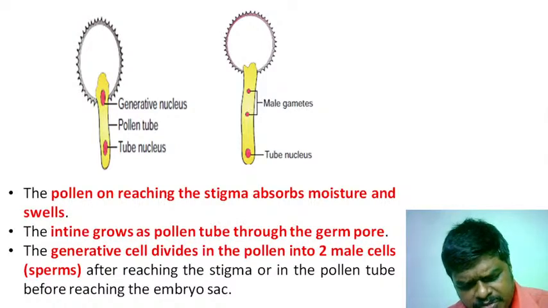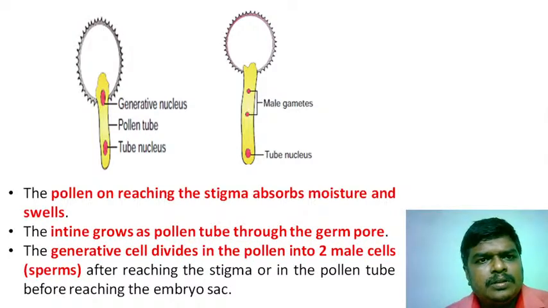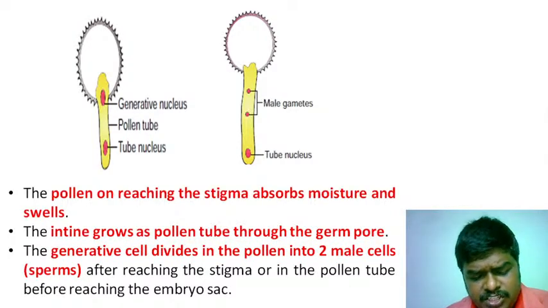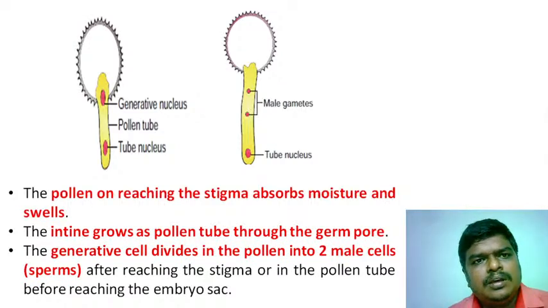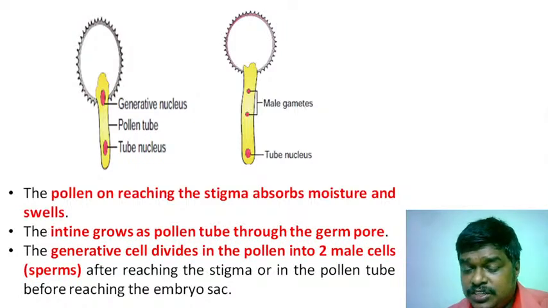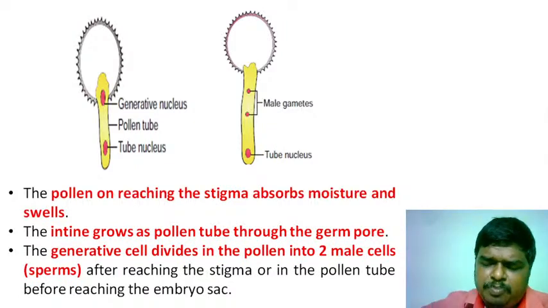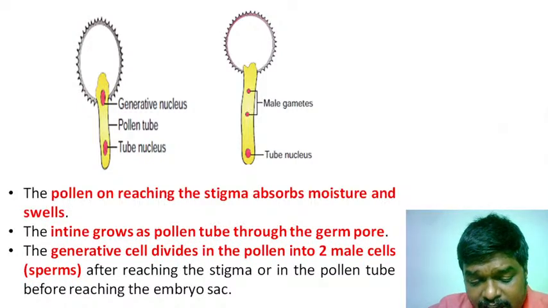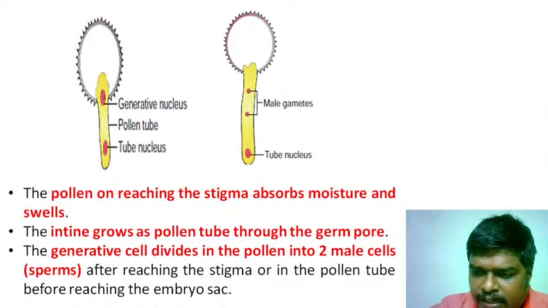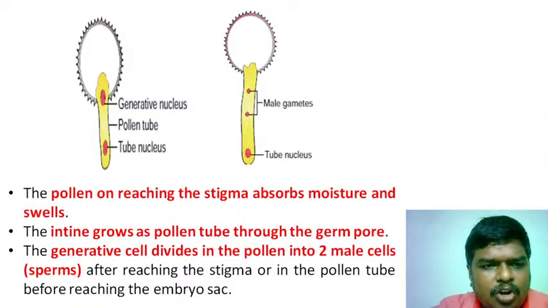So what is the purpose of absorbing moisture? Any germinating cell absorbs moisture for it to grow. Any cell absorbs the moisture and swells up. That is the growth, actually. Even if you put a seed inside the soil, it takes water. That's called imbibing water, and it grows. For growth, it needs a lot of moisture.